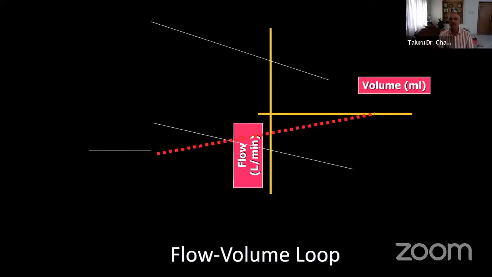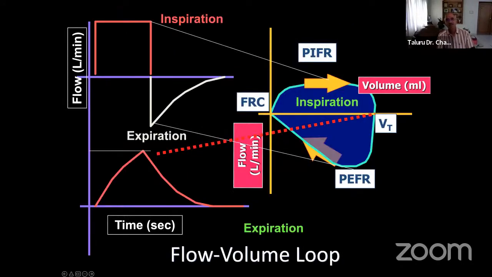Flow versus volume, it is again the same flow and volume. We have plotted in the two directions. This is the inspiration, this is expiration. This is the peak inspiratory flow. This is the peak expiratory flow. This is the tidal volume. Sometimes, if you look at the PFTs, they'll be represented in the other directions, but most of our ventilators will display like this only. You have to remember that.